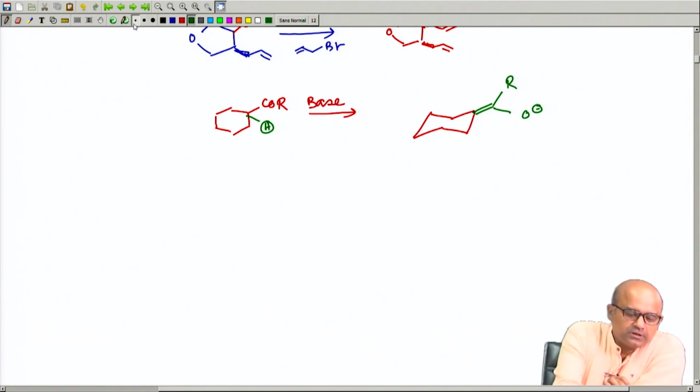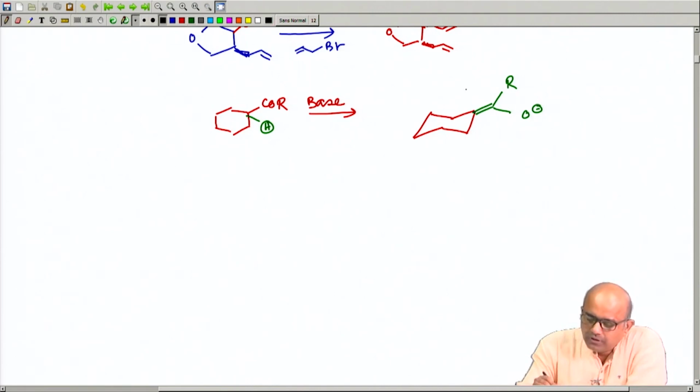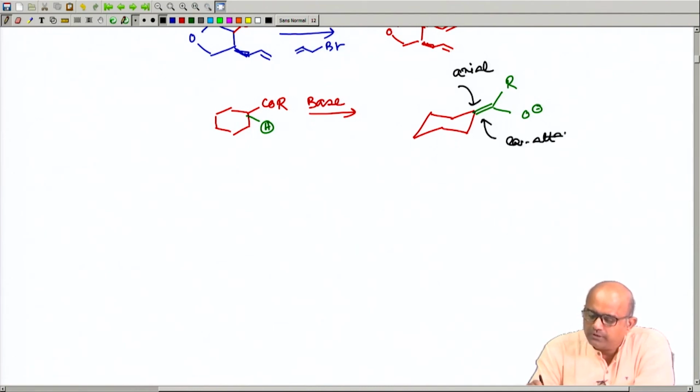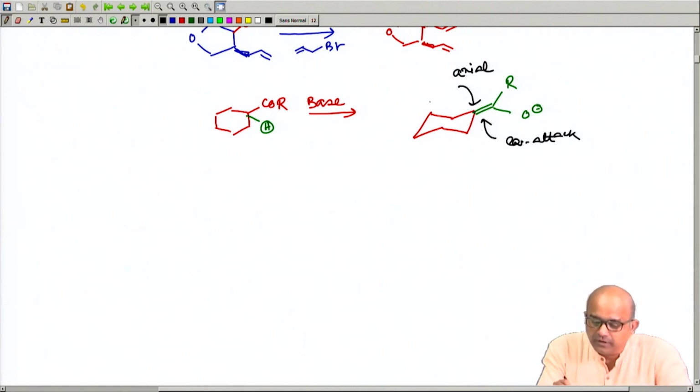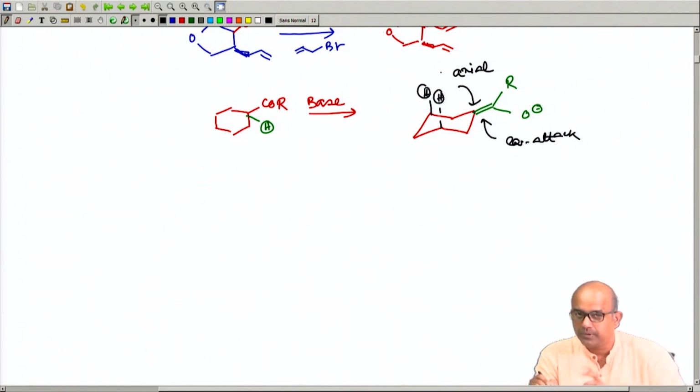The first one is this way, through the axial approach, axial attack, and this one is the equatorial attack. Now, as all of us know, during the axial attack, it actually faces several non-stabilizing interactions. Mainly the interaction is caused by this 1,3 diaxial group. The angle is definitely the typical Bürgi-Dunitz trajectory or the Agami trajectory.